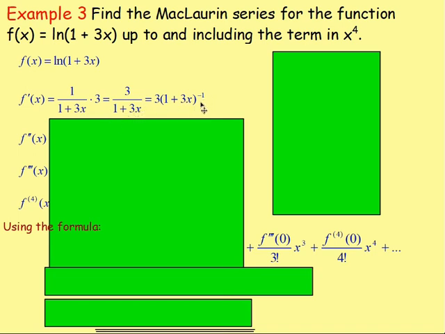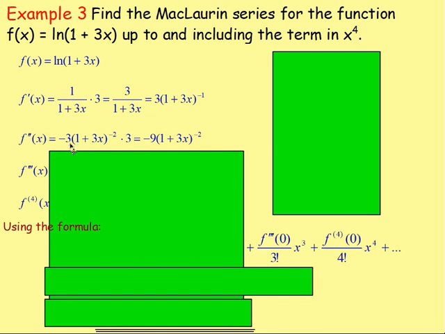To work out the second derivative then, you would differentiate this. So bring the power down, so negative 1 times 3 is negative 3, keep the 1 plus 3x as it is, and then decrease the power by 1, negative 2. However, always remember you have to multiply by the derivative. So if you differentiate 1 plus 3x, you still get 3, so multiply by that. Therefore, you've got the negative 3 times 3, so you've got the negative 9 just at the start.